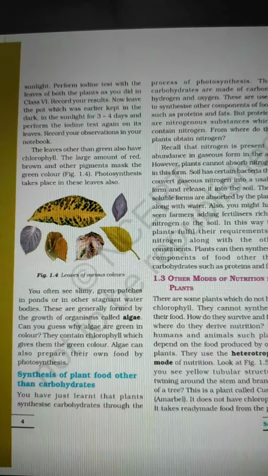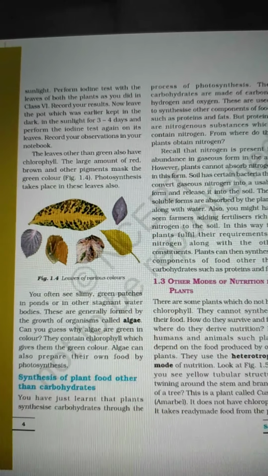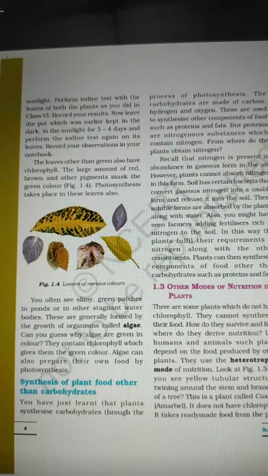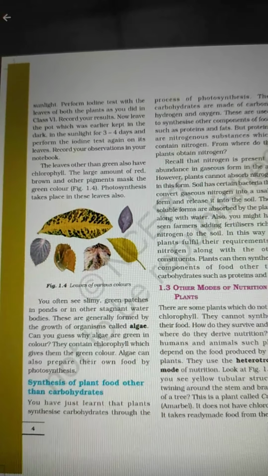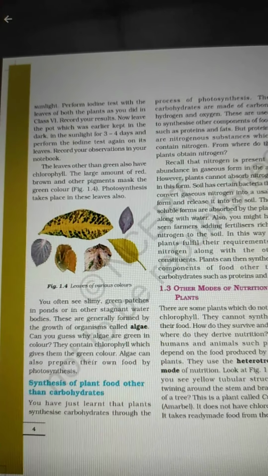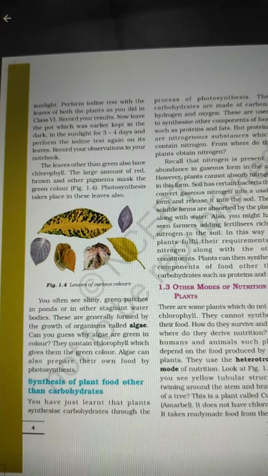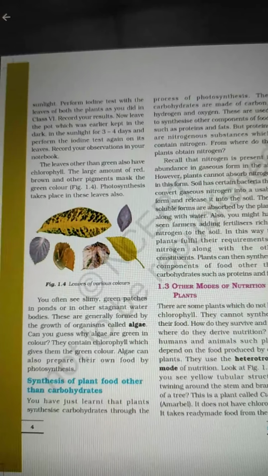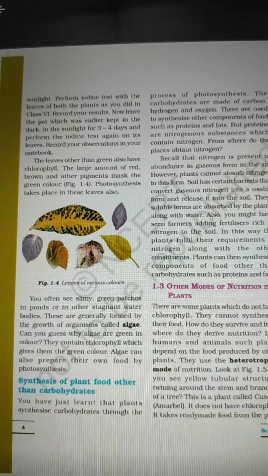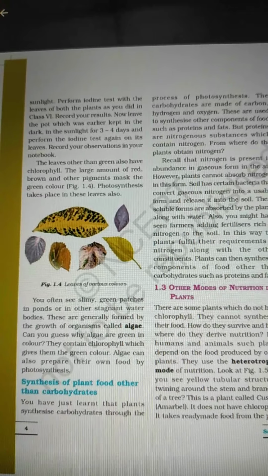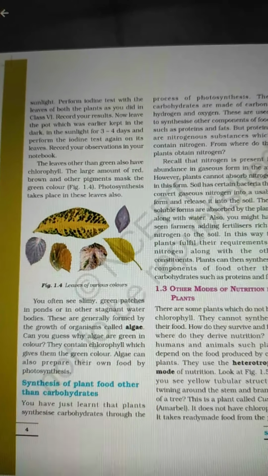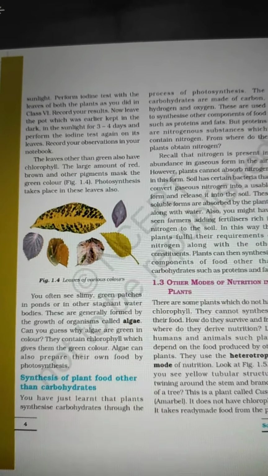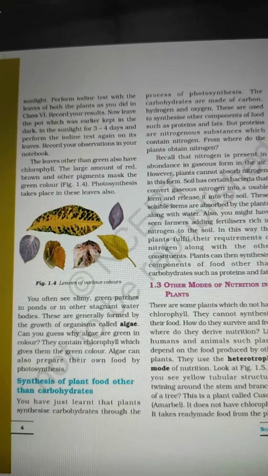Synthesis of plant food other than carbohydrate. So here the new topic is the synthesis of food other than carbohydrate. So not only carbohydrate is there in a plant, but other things are also there to make food in the plant. You have just learned that plants synthesize carbohydrate through the process of photosynthesis. So in the previous page we learned that food is made in the plant with the help of photosynthesis.